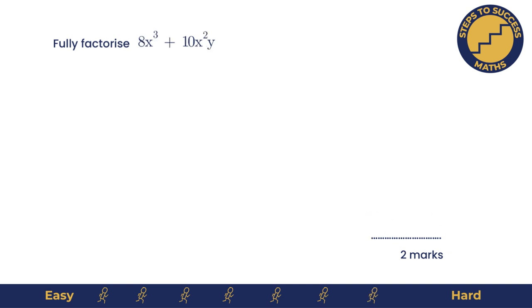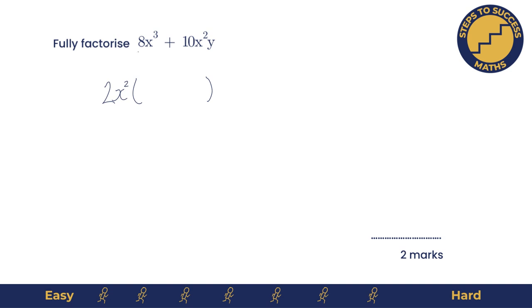Fully factorise 8x cubed plus 10x squared y. Always the same process, don't get put off by all these extra things. So look for a common number. So what goes into 8 and 10? That's going to be 2. What goes into x cubed and x squared y? So this time it's x squared. So we're going to put 2x squared on the outside of our bracket.